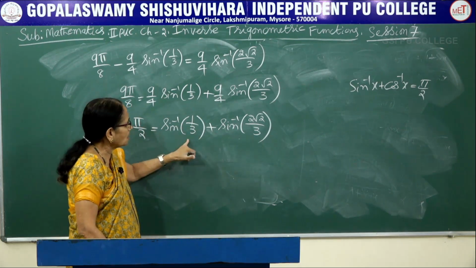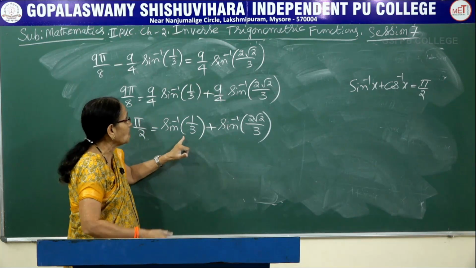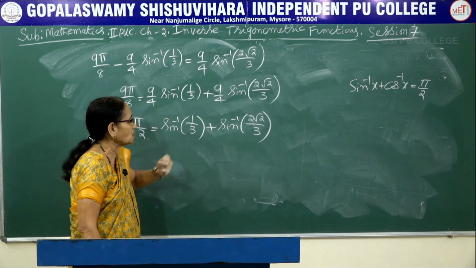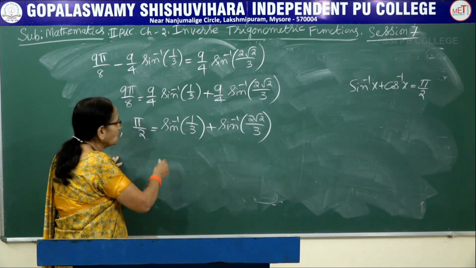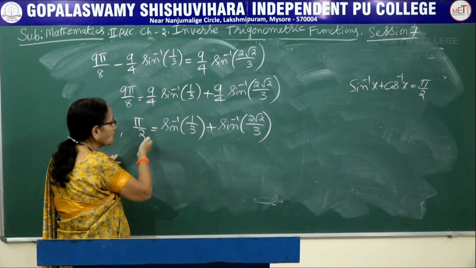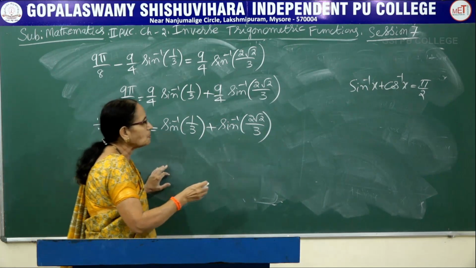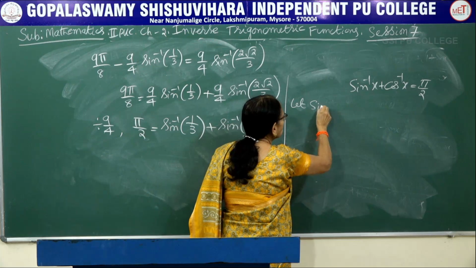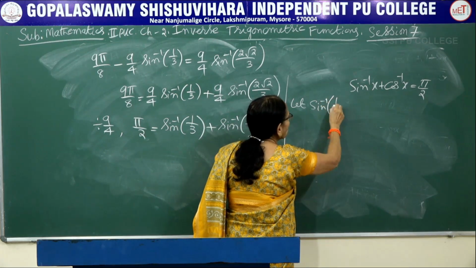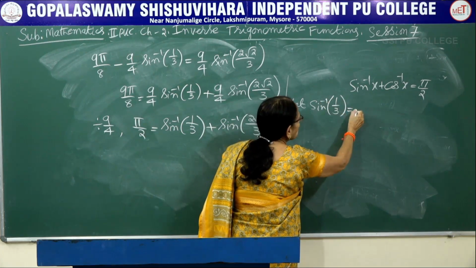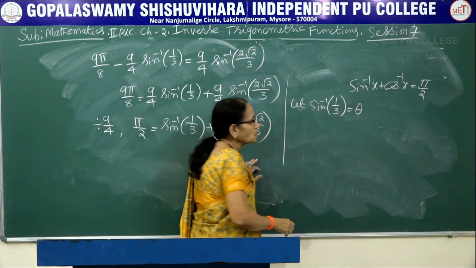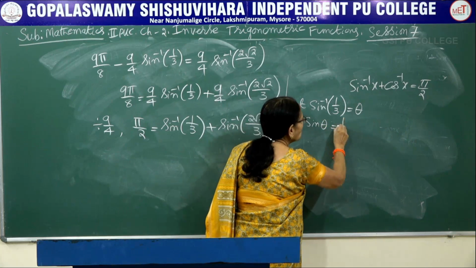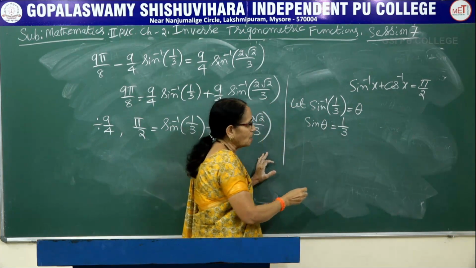Now here again we don't have any restriction, either you can make an assumption for this or you can make an assumption for this one. So what I do is, to start with the right hand side, to arrive at the left hand side here, let me make an assumption. Let sin inverse of 1 by 3 be equal to theta. That is, sin theta would be equal to 1 by 3.